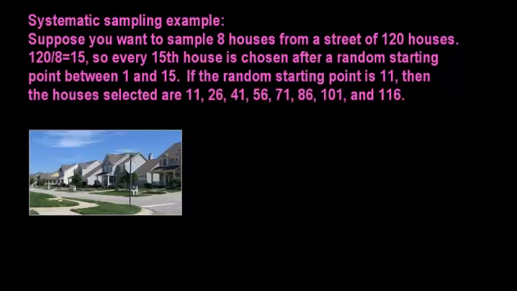So the randomness is in where we start, but then after that, clearly once you've chosen house 11, house 22 is never going to be selected. House 35 will never be selected. So we lose the randomness there, but what we have is a system now of selection.